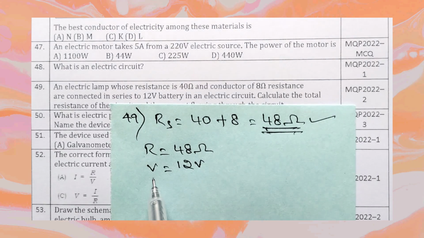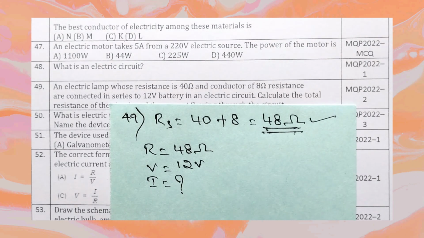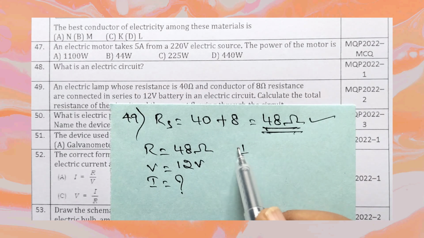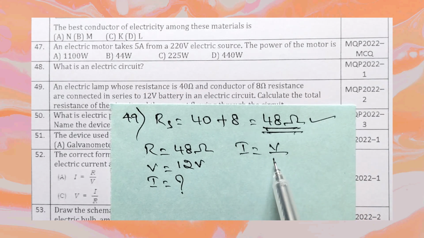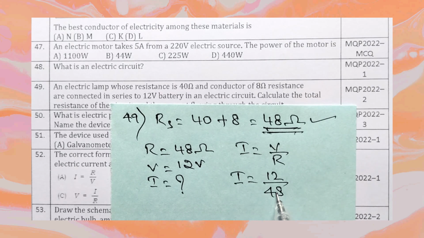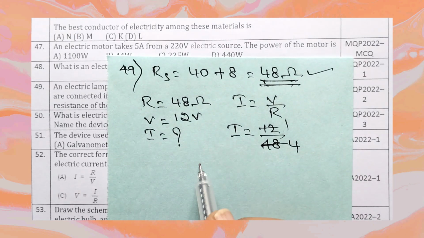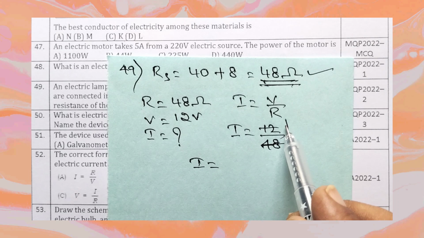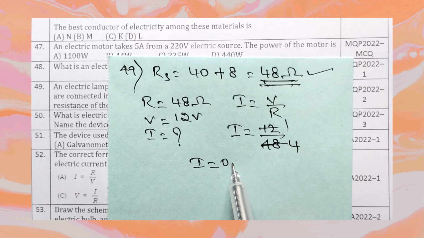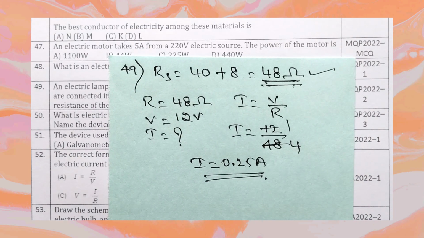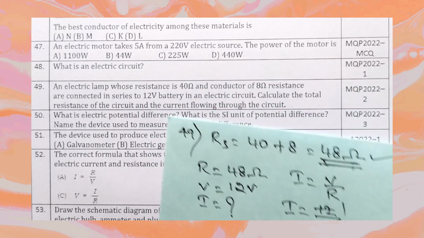Now we have to calculate what is the current, the total current that flows through the circuit. According to Ohm's law, I is equal to V by R. I is equal to V, that is 12, R, that is 48, 12 ones are 12 fours. So the current that flows through the circuit is 1/4 ampere, that is 0.25 ampere. So this much current will flow through the circuit.